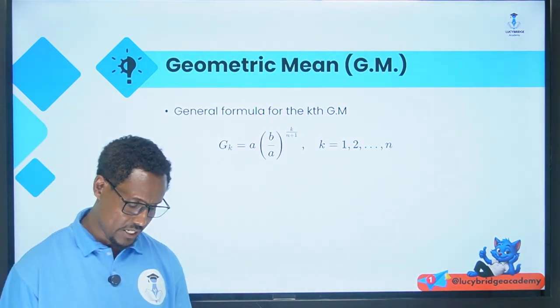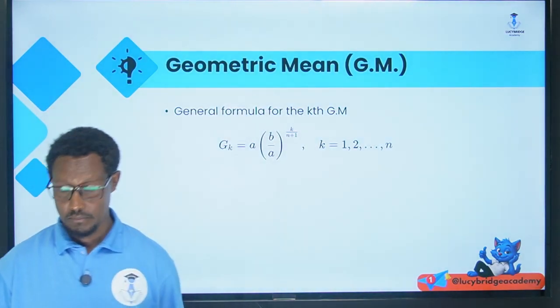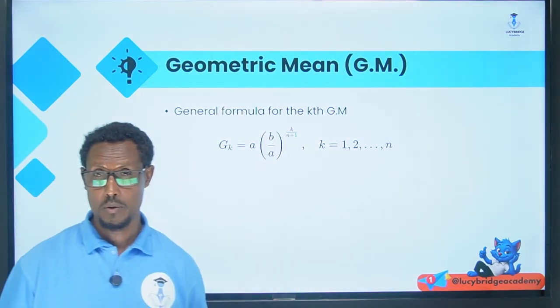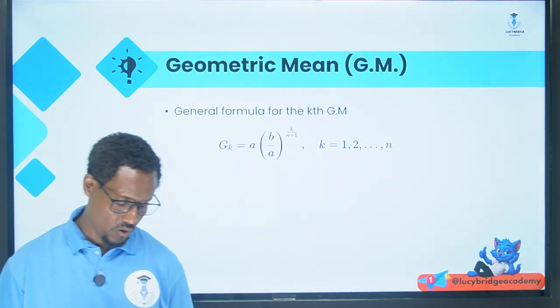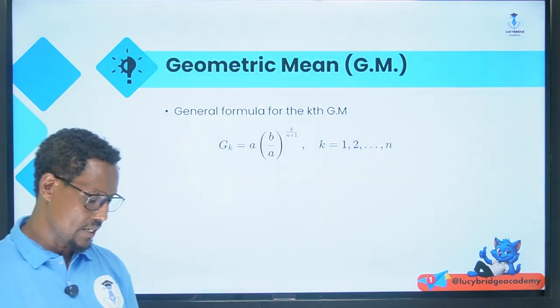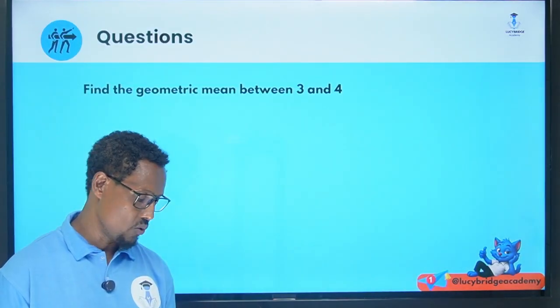General formula for the case of geometric means: if we have any number of geometric terms between A and B, then g_k is equal to A times (B over A) to the power of k over n plus 1.